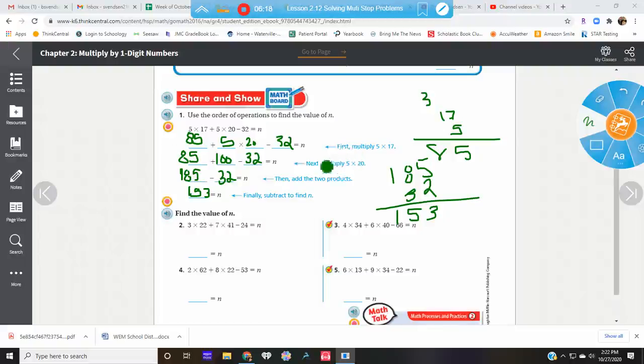So you can choose to do them either way. This way you just kind of build it as we go. The other way you can draw those pictures and make 3 separate problems. Alright guys, if you have any questions, please let me know.